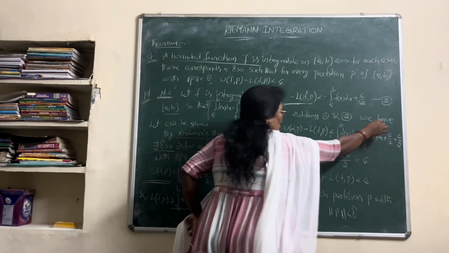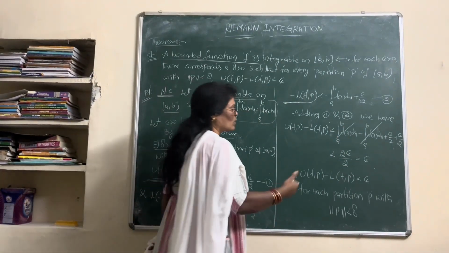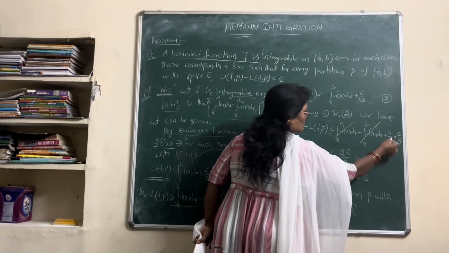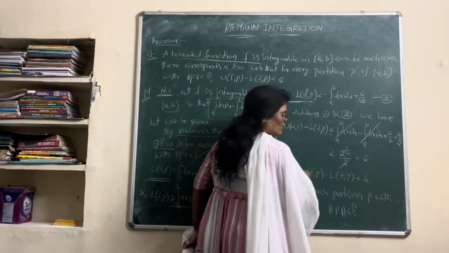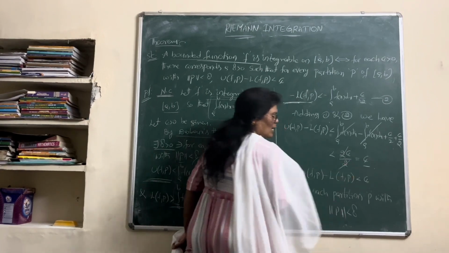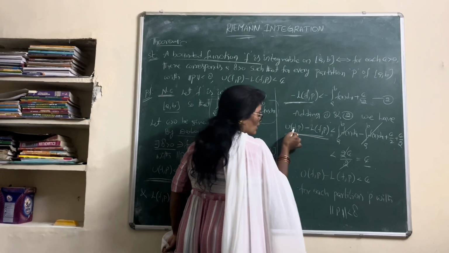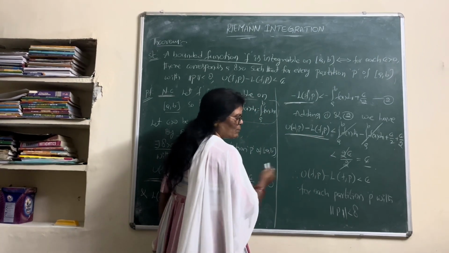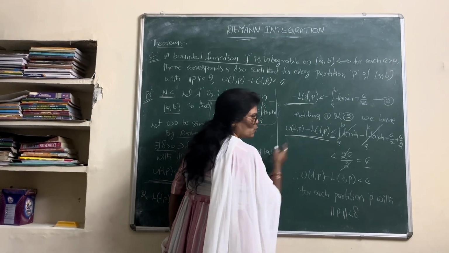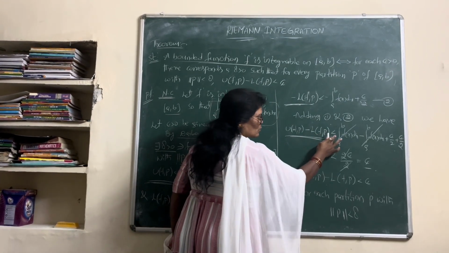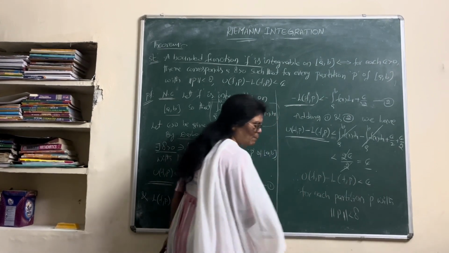So here the minus term and plus term get cancelled, right? What are the remaining terms on the right hand side? Epsilon by 2 plus epsilon by 2, that is 2 epsilon by 2, and the 2 also gets cancelled, remaining is epsilon. So on the left hand side we have UFP minus LFP, and on the right hand side we have epsilon. The relation between these two is less than. Therefore UFP minus LFP is less than epsilon.